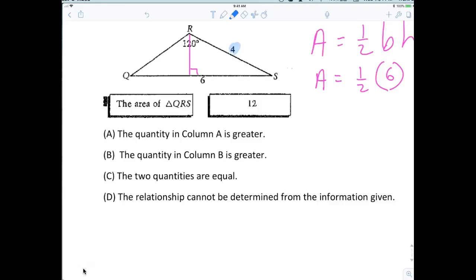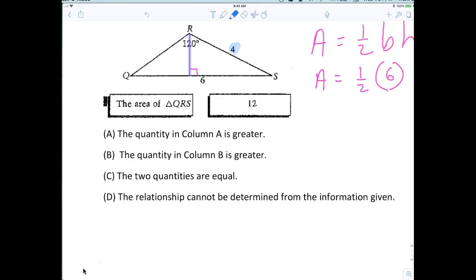So I don't know what the height is. Listen to me now. Here's the thing that's going to make you smart. I don't know what the height is, but I know the height is less than what? I know it's less than 4. How do I know it's less than 4? Because the hypotenuse is 4. The leg must be smaller than the hypotenuse. Is everybody hearing me?